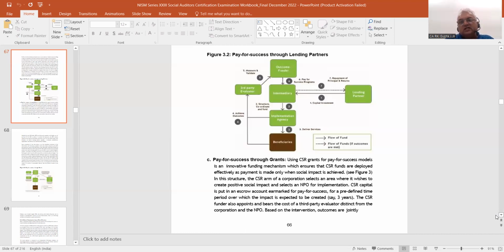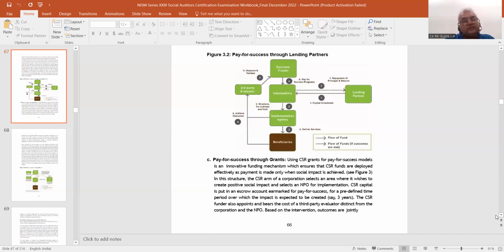So it says that you give the grant only to those who are worthy of receiving such a grant. Using CSR grants for pay for success models is an innovative funding mechanism which ensures that CSR funds are deployed effectively, as payment is made only when social impact is created, when social impact is achieved. In this structure, the CSR arm of a corporation selects an area where it wishes to create social impact and selects an NPO for implementation. So CSR capital is put in an escrow account, earmarked for pay for success for a predefined time period over which the impact is expected to be created.